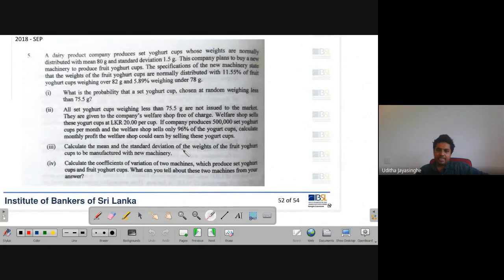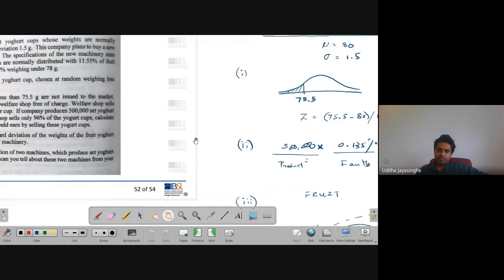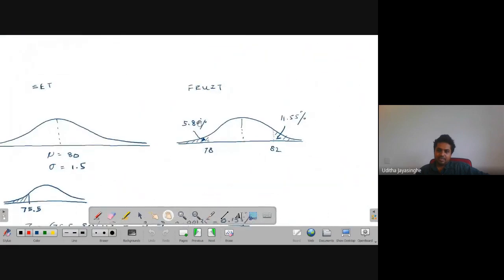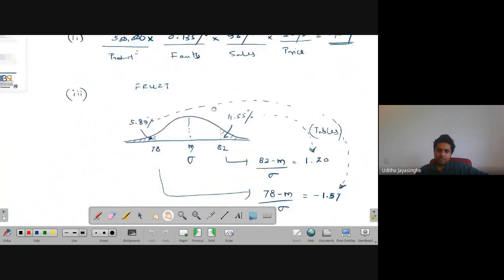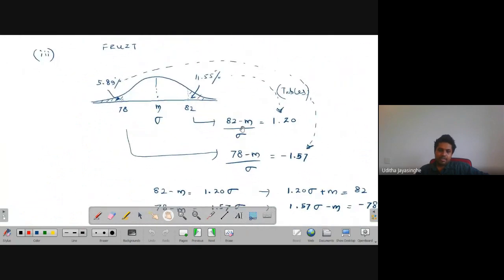Calculate the mean and the standard deviation of the weights of the fruit yogurt cups to be manufactured with the new machinery. We know what is being given, now we need to calculate the missing two pieces. I just put this in my usual diagram. For the first point, this is 82 grams. I don't know mu, I don't know sigma for this machine.